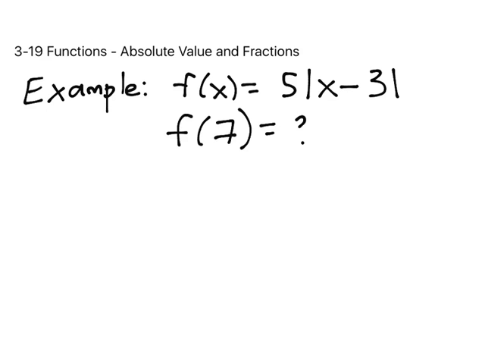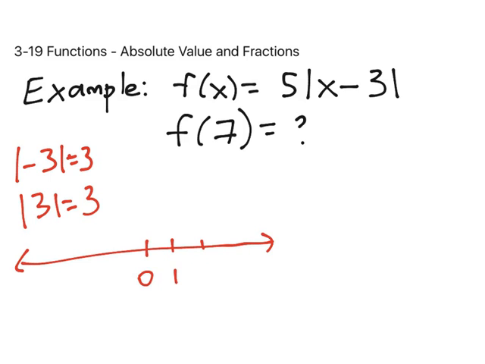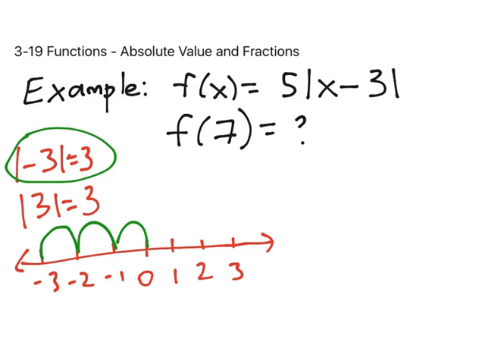Absolute value just means distance from 0. In other words, it makes negative numbers positive, and it keeps positive numbers positive. So for example, the absolute value of negative 3 is 3, but positive 3 is still 3. Why? Because on the number line, here's 0, 1, 2, 3, negative 1, negative 2, negative 3. How far is negative 3 from 0? Well, 1, 2, 3 steps. So that's why the absolute value of negative 3 is 3. How far is 3 from 0? 1, 2, 3. 3 steps. That's why they're both 3.